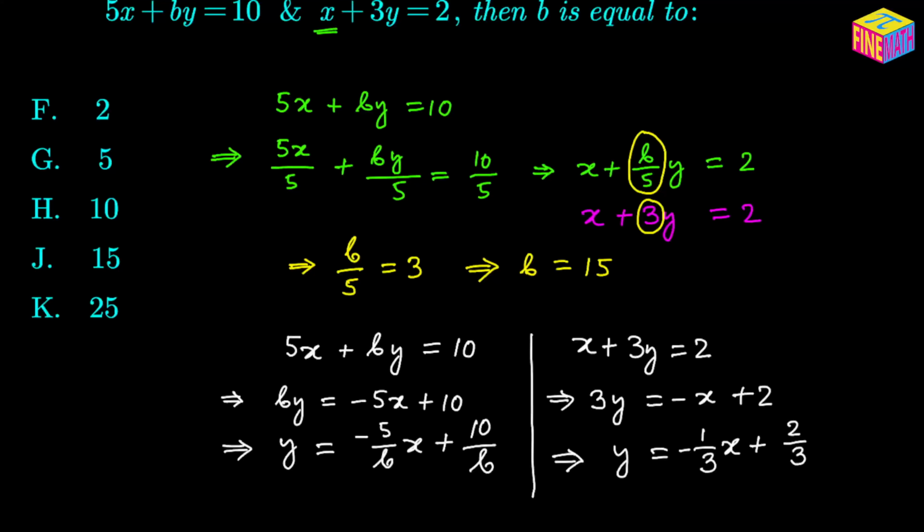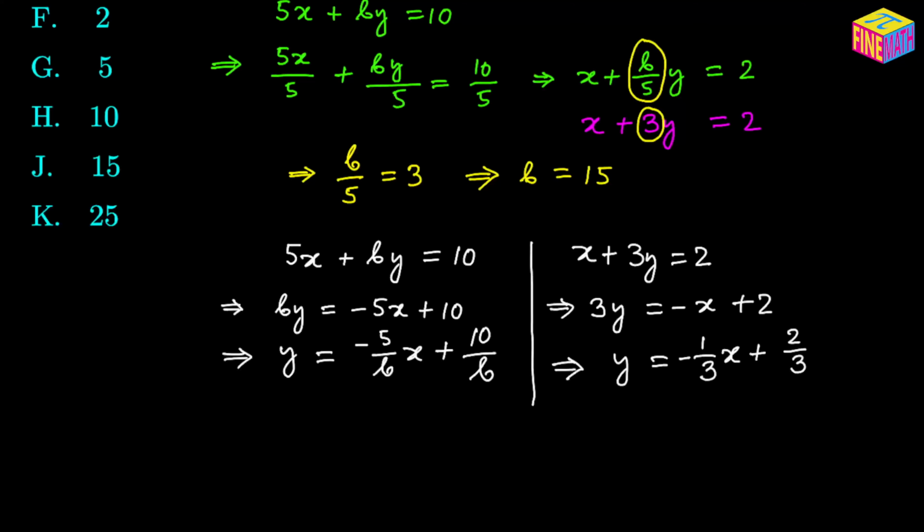So now what is the slope here? If you see, this is the slope indicated in the first equation, negative 5 over b. And in the second equation, the slope is negative 1/3. So the slope has to be equal between the two lines, then only they could be coincident. So negative 5 over b has to be equal to negative 1/3. And if we simplify this, multiplying both sides by negative 1 and then cross multiplying, we get b equals 3 times 5, that is 15. So from here also we get b equals 15.